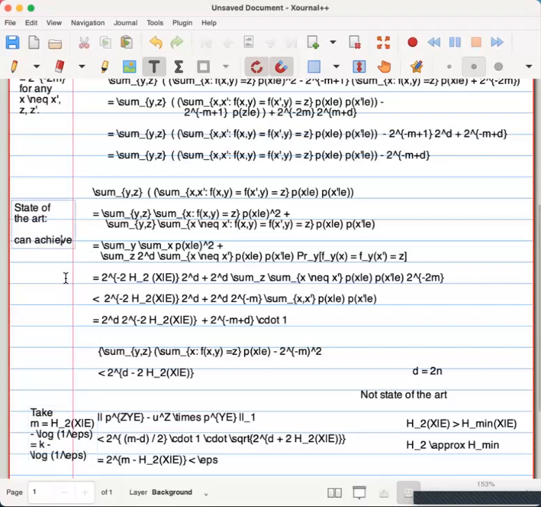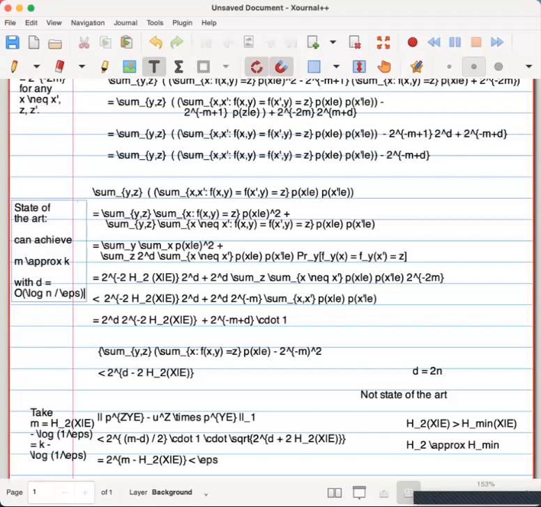So the state of the art says we can achieve M approximately K with D equal to something like order log n by epsilon. Okay, something like this. So this is the state of the art.